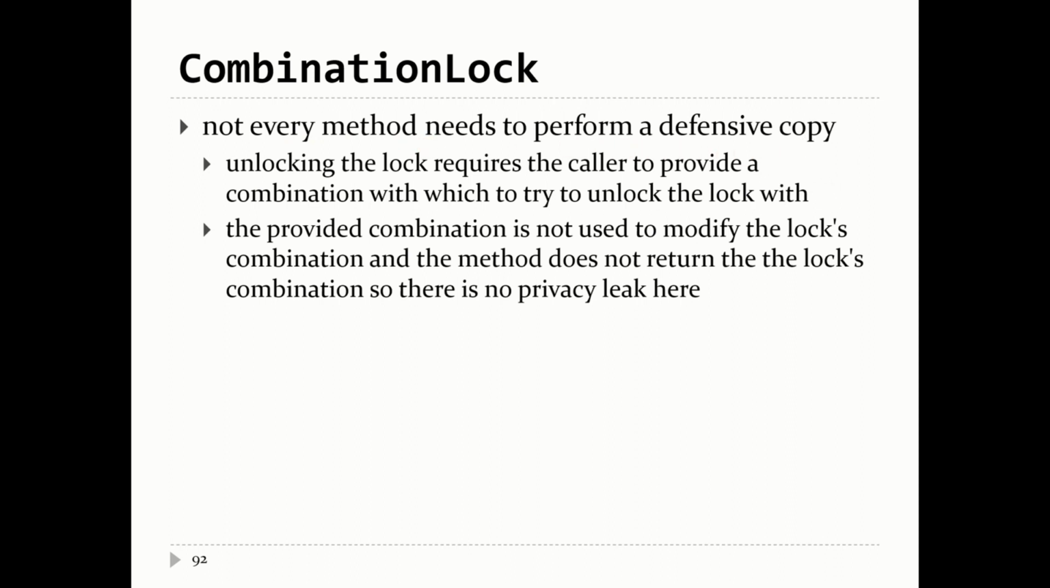Suppose you implement a method where somebody passes in a combination and they want to use that combination to unlock your lock. They're going to pass in an array containing some combination, and you're going to check, is that array equal to the combination of your lock? You don't have to copy the incoming combination. You don't have to copy your existing combination. All you're doing is comparing two things to see if they're equal. So there's no danger of a privacy leak here.